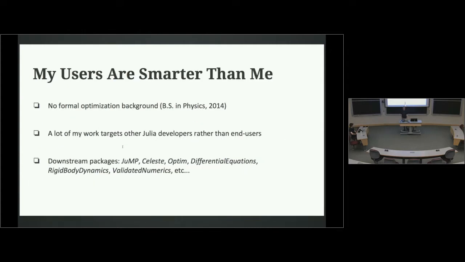So just to temper expectations, I usually consider my users to be smarter than me. I have no formal optimization background, my background is in physics. A lot of my work targets other Julia developers rather than end users. I do provide end user APIs to my libraries, but it's hit or miss. I listed a couple of the downstream packages that use my work. So JuMP does use a little bit of the native Julia language AD. Shout out specifically to Celeste, which is a pretty large-scale variational inference project going on at Lawrence Berkeley. And they're using AD and Julia in general to classify light sources in the night sky as galaxies and stars and eventually other astronomical objects.